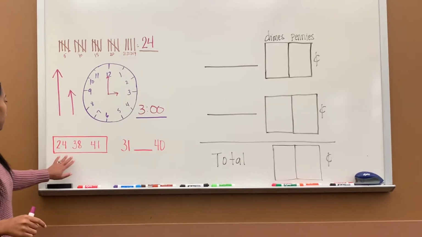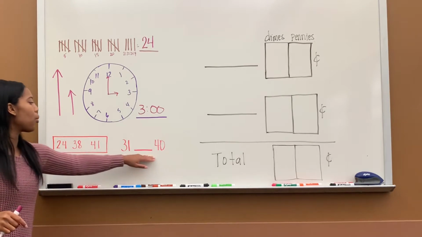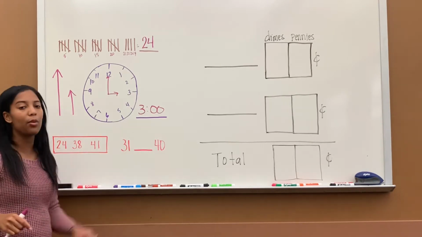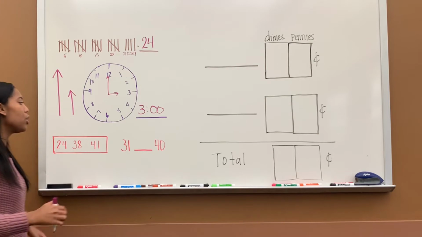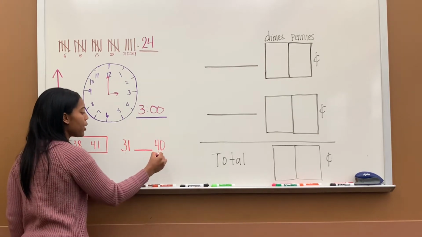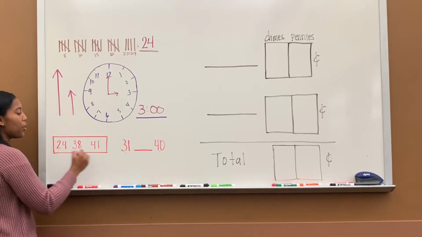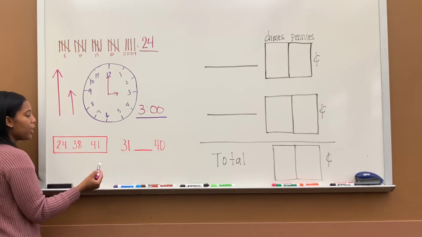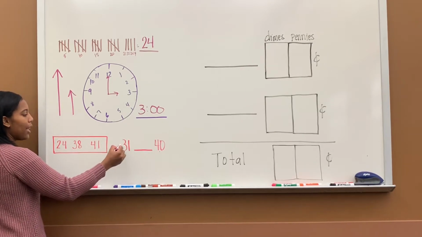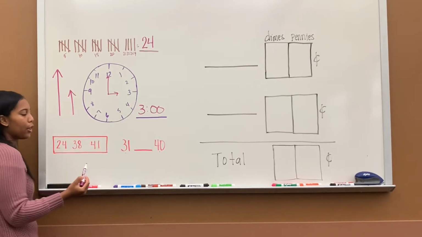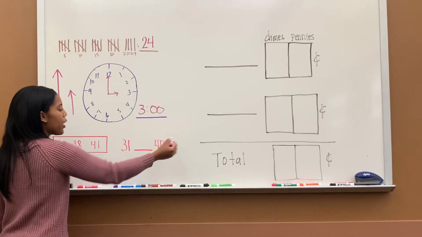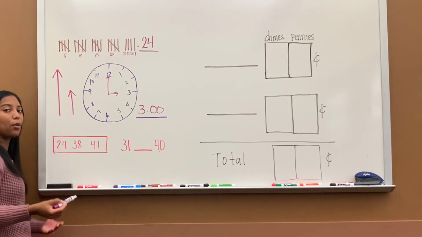All right, I have 24, 38, and 41. I need to figure out which one of these numbers can go between 31 and 40. What you could do is count. You could count from 31 to 40 and figure out which one you will say. Or you could see, if any is less than 31, then you know that it couldn't go. And if any one of the numbers is more than 40, then it can't go. So that will leave you with one option.